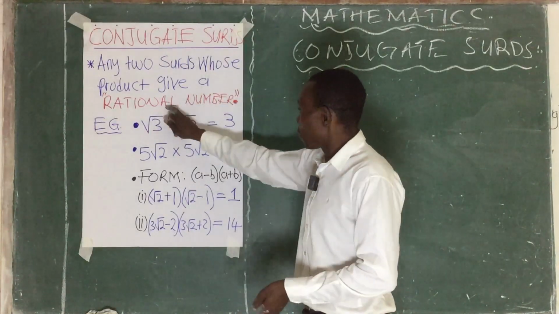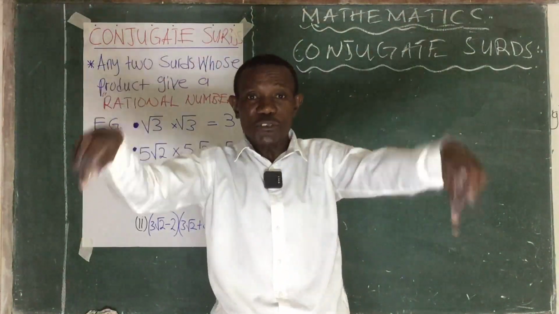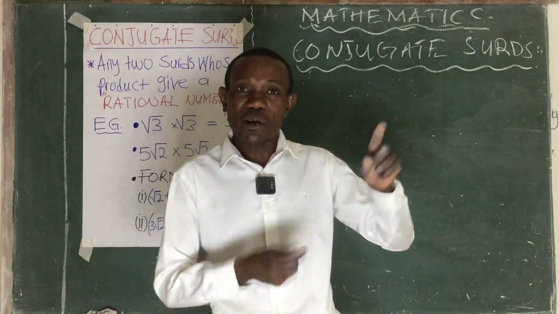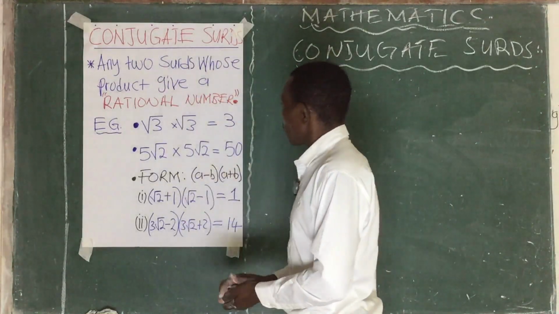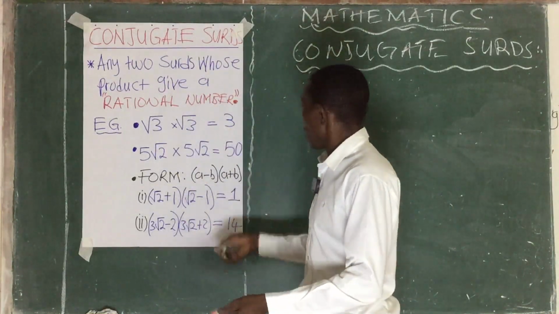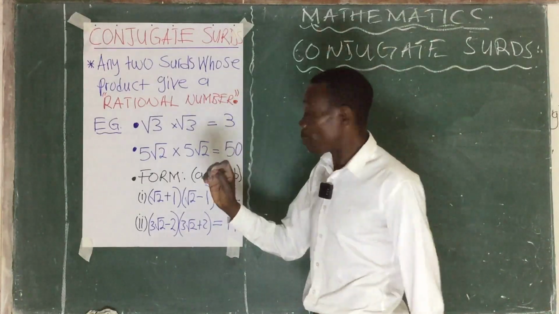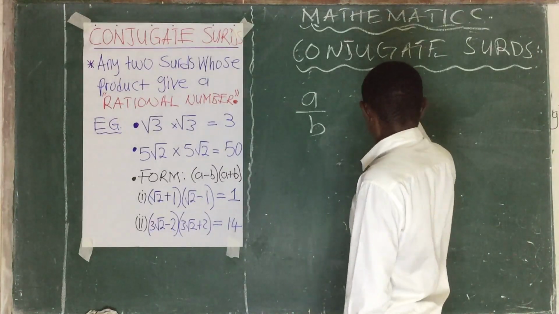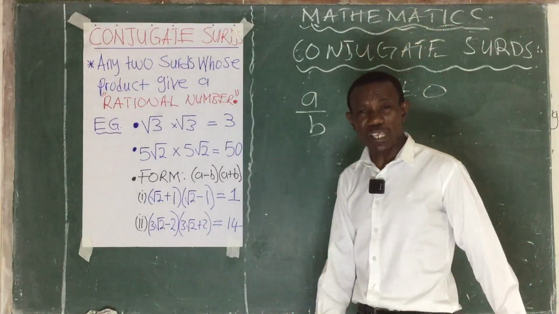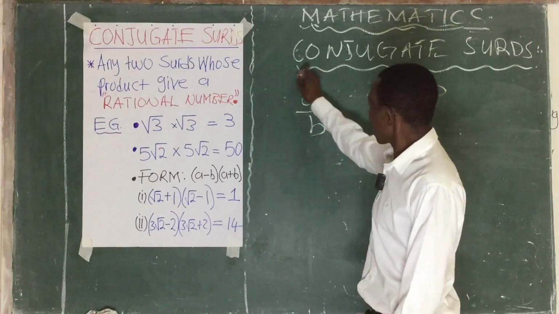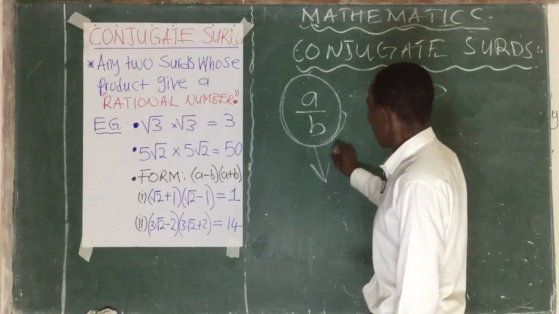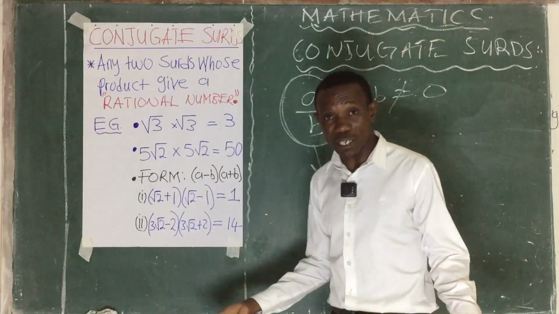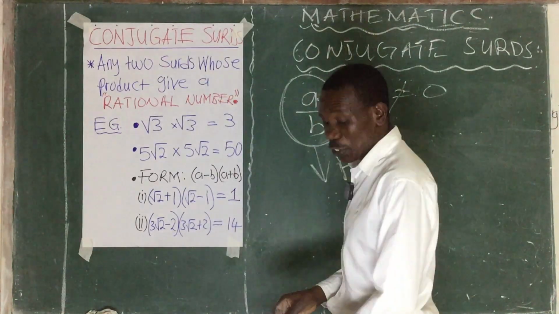And remember what we defined about the rational number in the previous video. If you can't remember, there's a link down here. You can go back to the previous video and understand what a rational number is. Just to remind you, a rational number is a number that can be expressed in the form of a over b, where b is not equal to zero, because that is undefined. So it's a number that can be expressed as a fraction, where the top number is the numerator and the other is the denominator. So the result of the product is giving me a rational number.